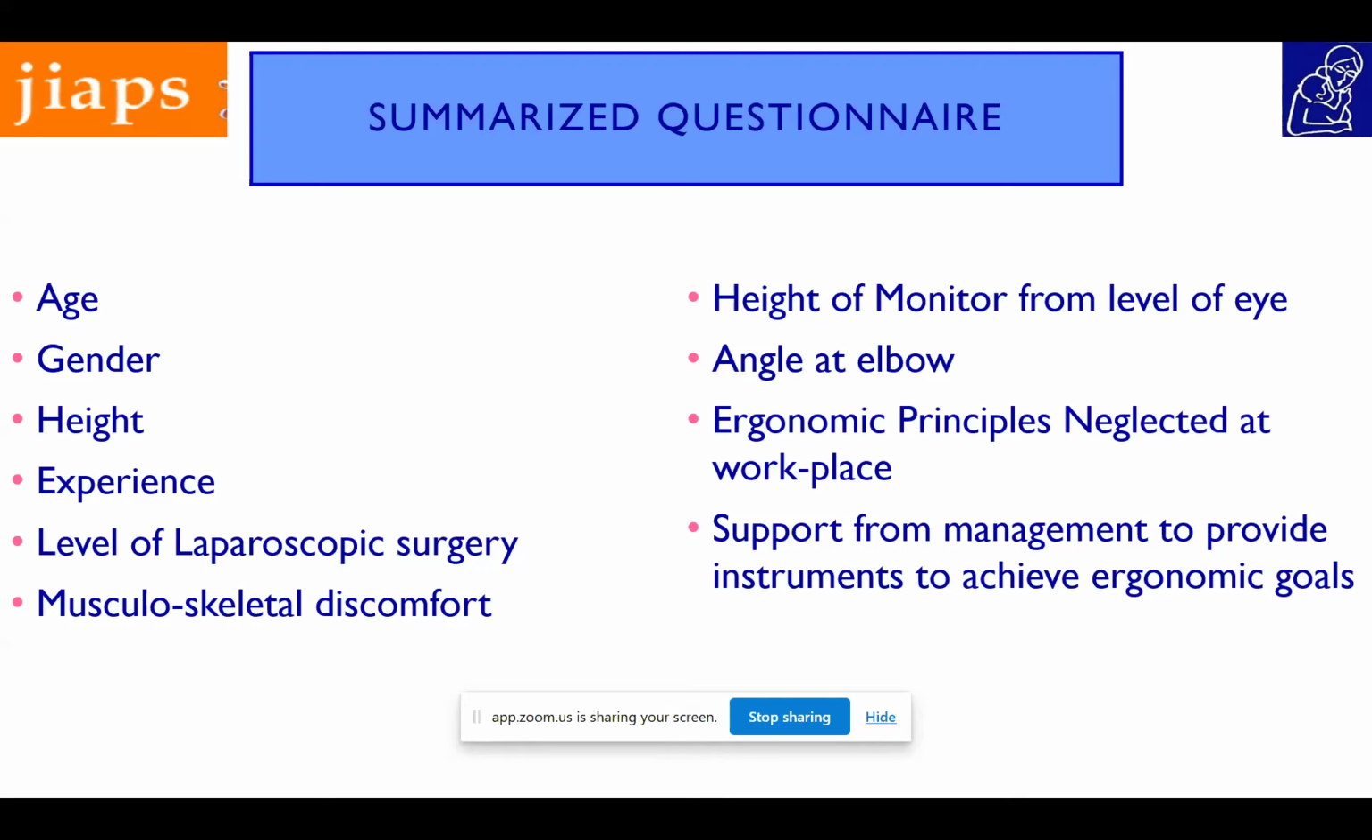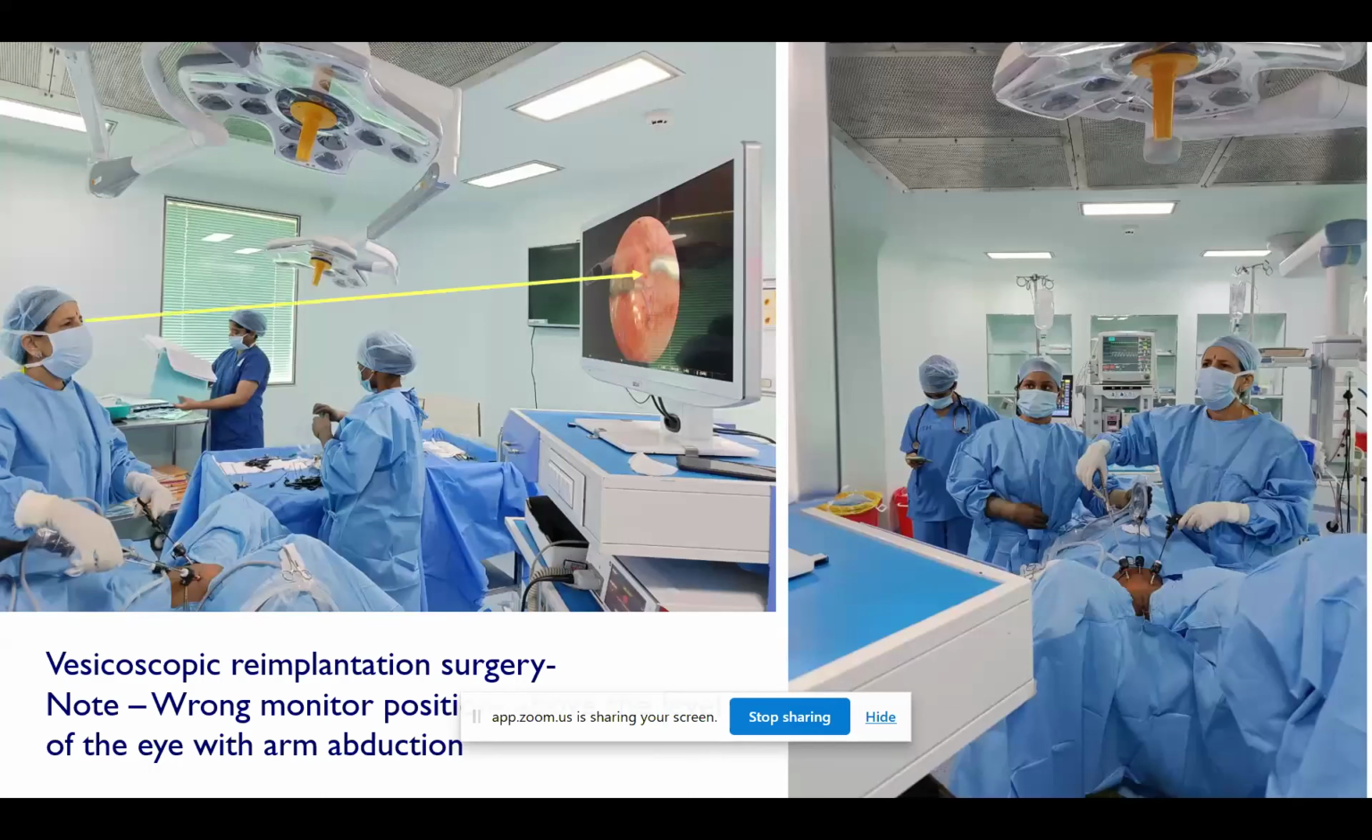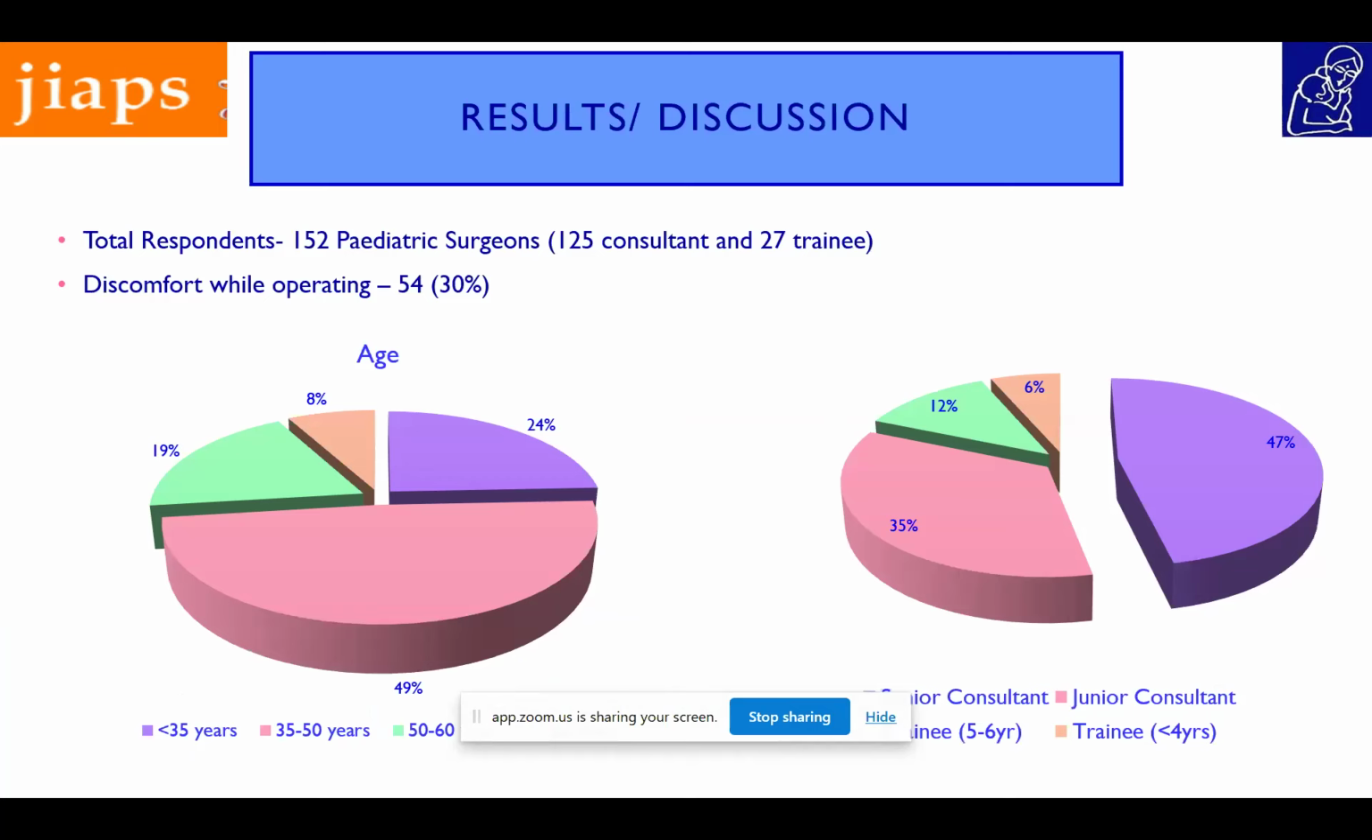This is a picture demonstrating incorrect ergonomics while performing a vesicoscopic reimplantation surgery. As we can see, the monitor position is above the angle of the gaze of the surgeon, and also due to the broad, wide operating theater, the surgeon has to abduct the arms to overcome the angulation.